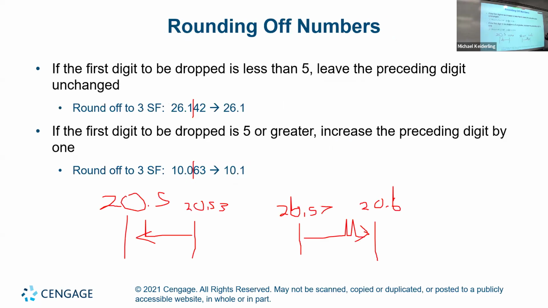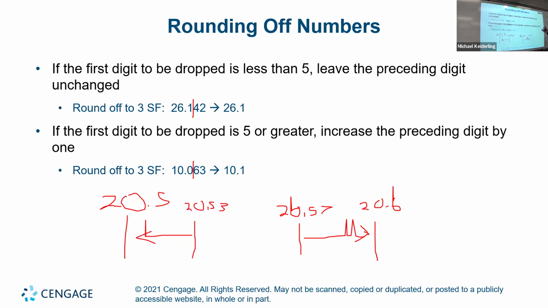So the rules for rounding: if the first digit to be dropped is less than 5, you leave the last digit kept alone. So here, we round 26.142 to 3 significant figures. 26.1, that's 3. When we look at the next digit, that's a 4. That's less than 5. We do nothing. We just drop that stuff.